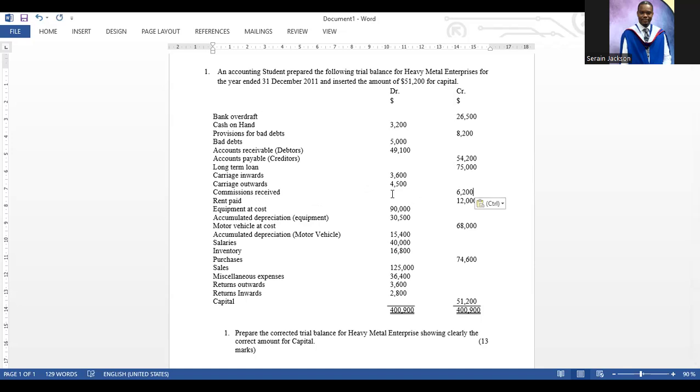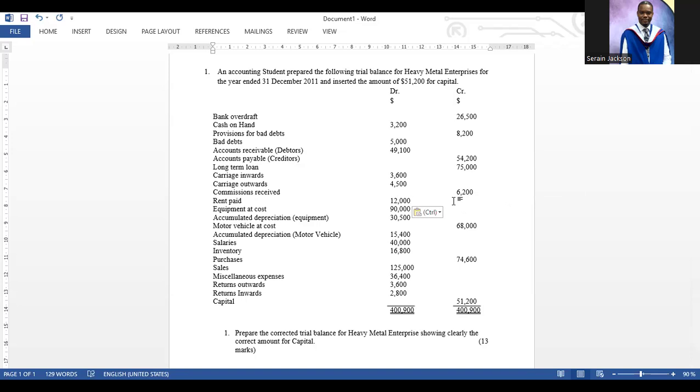Then you have rent paid, right? And it's a good thing that they write rent paid because they could also write rent received. Rent paid is an expense, rent received is a revenue, right? So you treat them differently. So now, rent paid is an expense. What did we say about expense accounts? All expense accounts carry what? A debit balance, yeah. And they have it on the credit side here. So that is a problem. So we are going to fix that error.